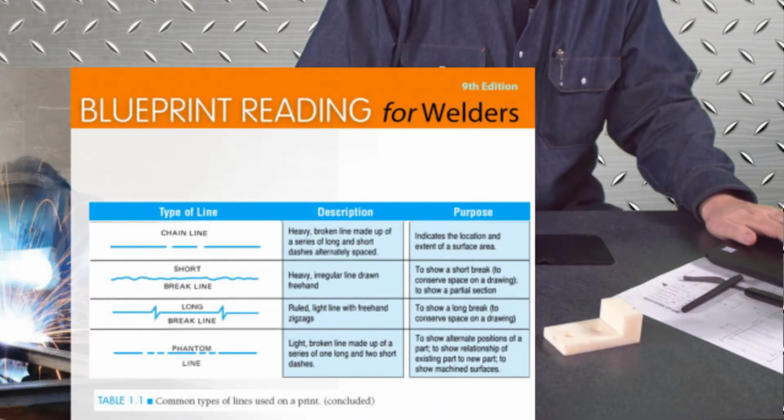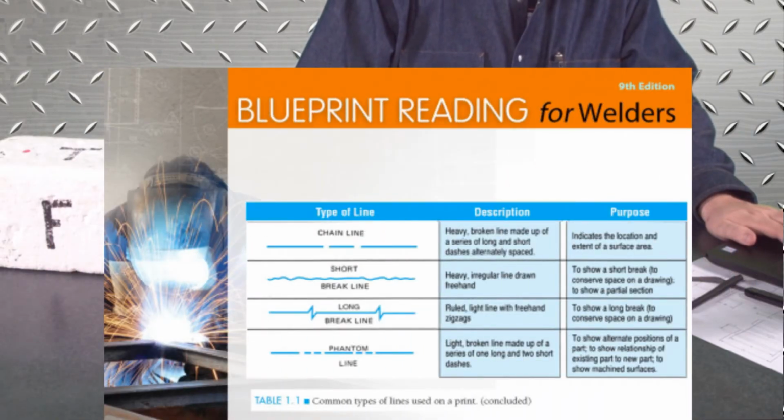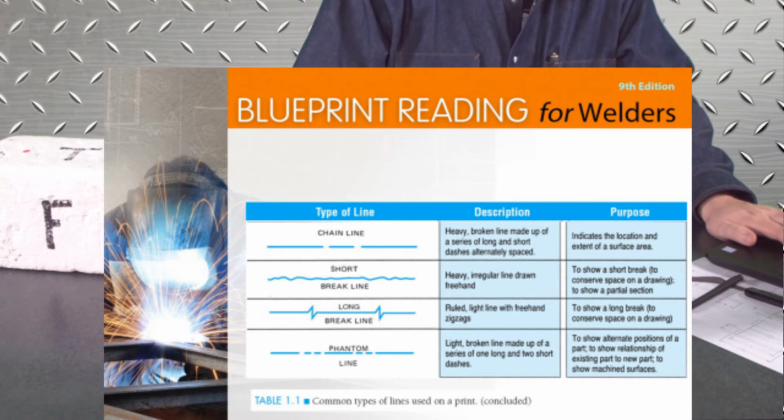Now, the other type of line we have is a chain line. It's a heavy broken line made up of a series of long and short dashes, alternately spaced. It indicates the location and extent of a surface area. We have the short break line. It's a heavy irregular line drawn freehand to show a short break, to conserve space on a drawing, to show a partial section.